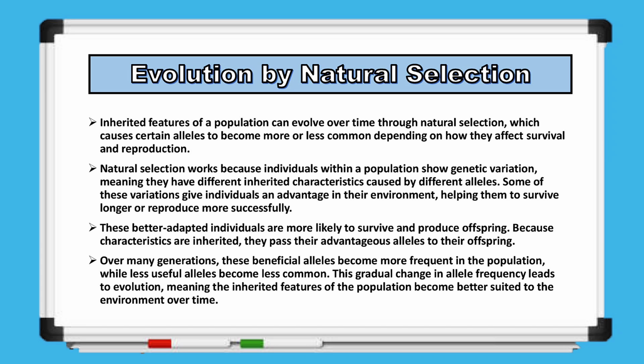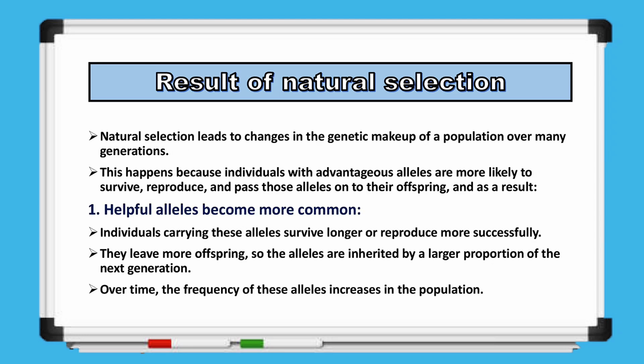These better adapted individuals are more likely to survive and pass their advantageous alleles to the next generation. Over many generations, these helpful alleles increase in frequency, while less useful ones decrease. This gradual change in allele frequency leads to evolution, where the population becomes increasingly better adapted to its environment over time. Natural selection causes evolution because it slowly changes the genetic makeup of a population.